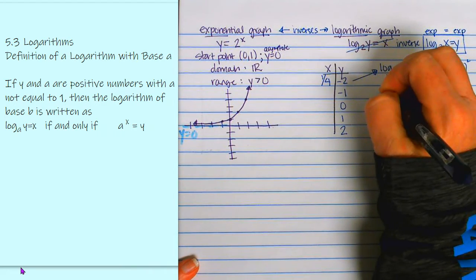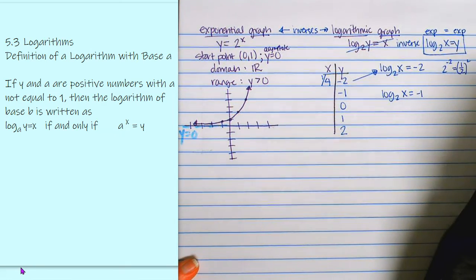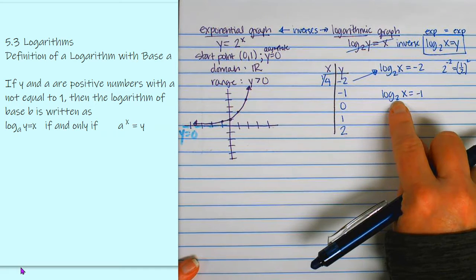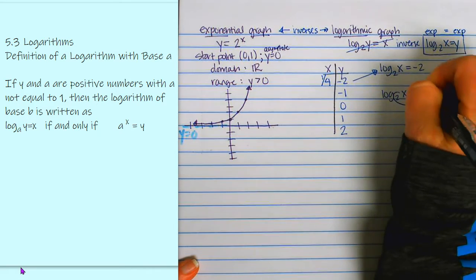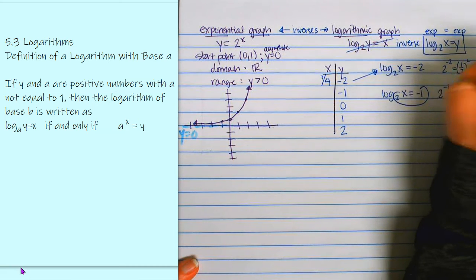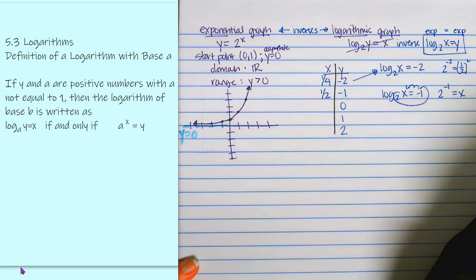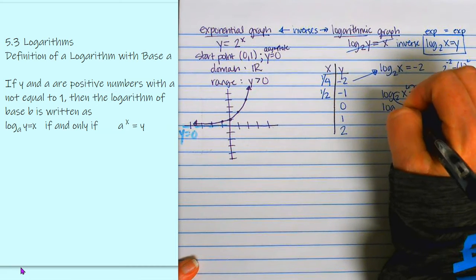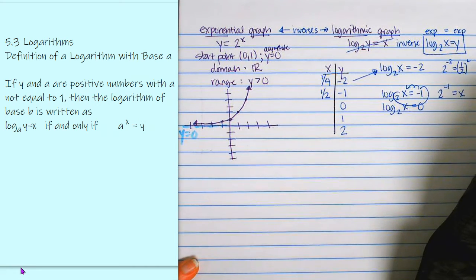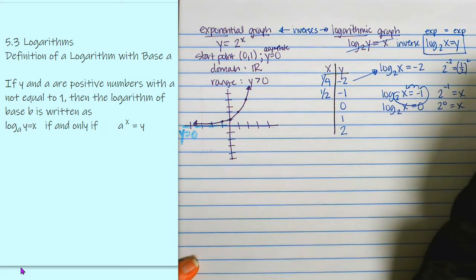If I go to the next one, I've got log base 2 of x with the exponent negative 1. I'm going to raise the base 2 to the exponent power. If you want to see hamburger helper, we grab the 2 and go to negative 1. 2 to the negative 1 equals x. 2 to the negative 1 is 1/2. Then I'm going to go log base 2 of x equals 0. Again, 2 to the exponent, 2 to the 0 equals x. X is 1.